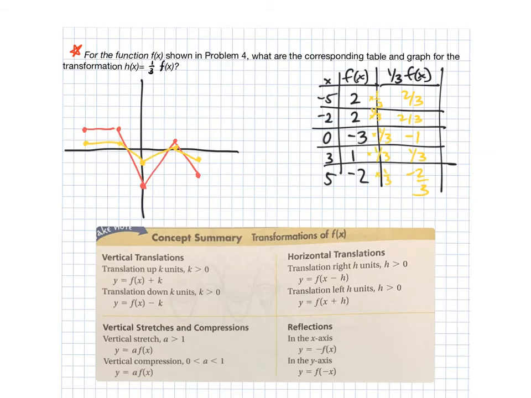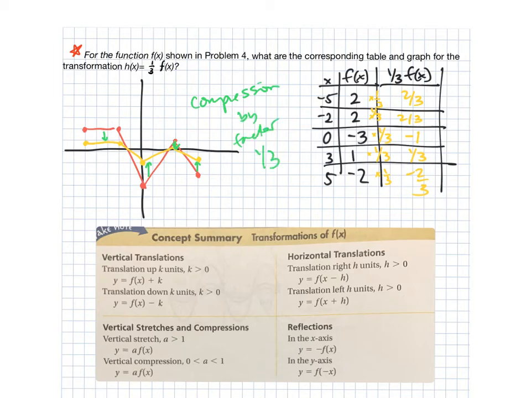Okay, here you go. And then you can see here, right, the red one actually gets smaller, it gets compressed in towards the x-axis. So this is a compression by a factor, and you just always say the factor.